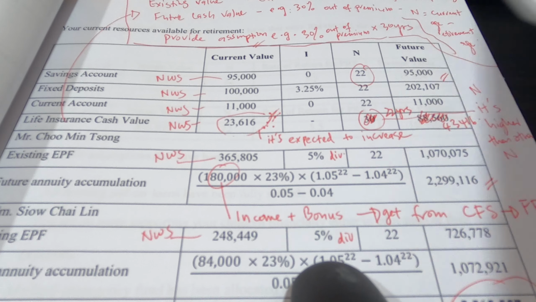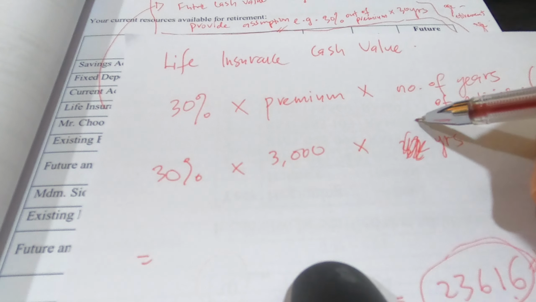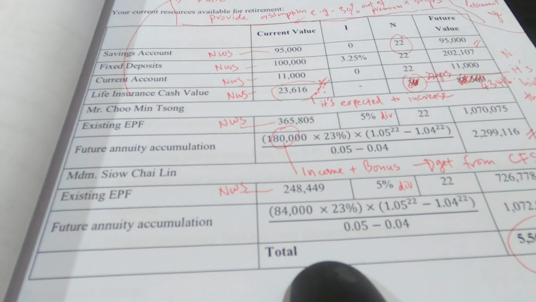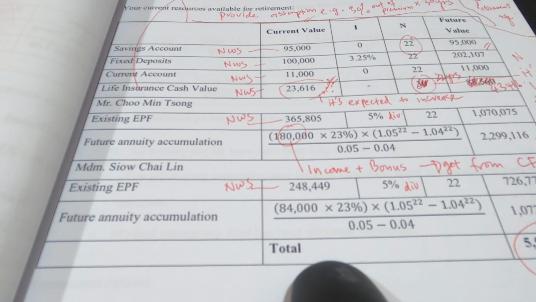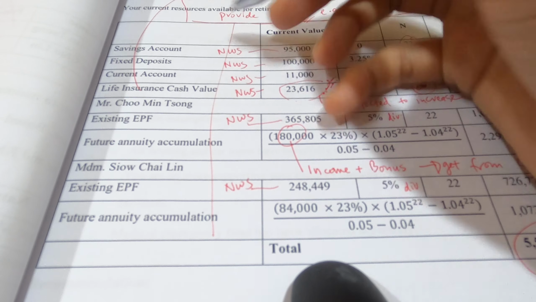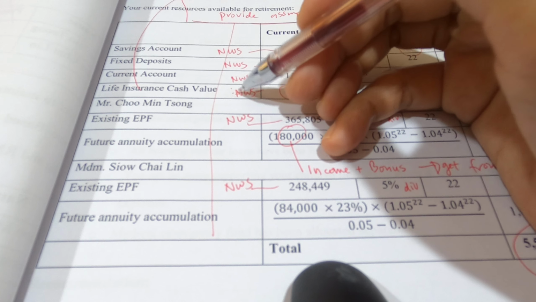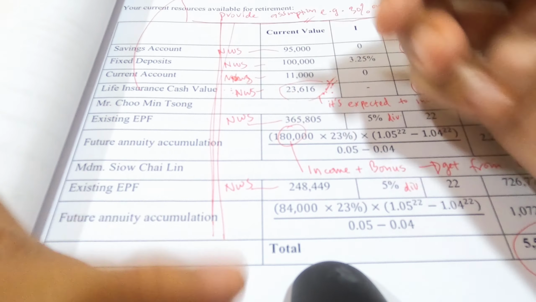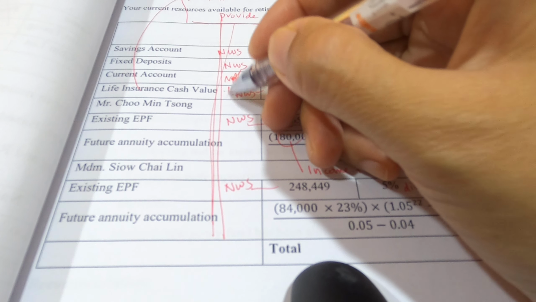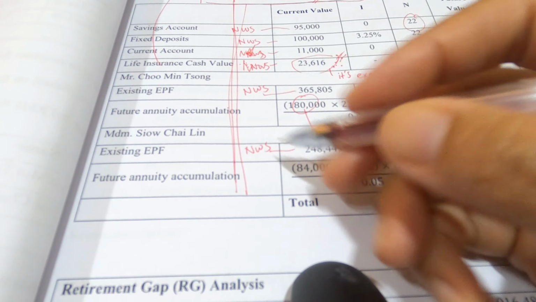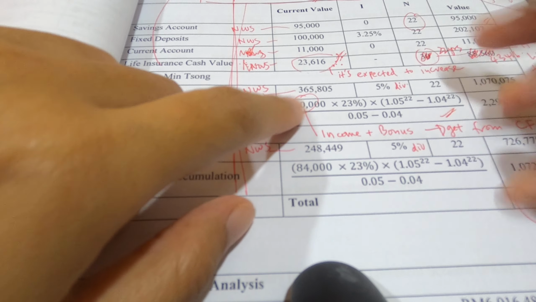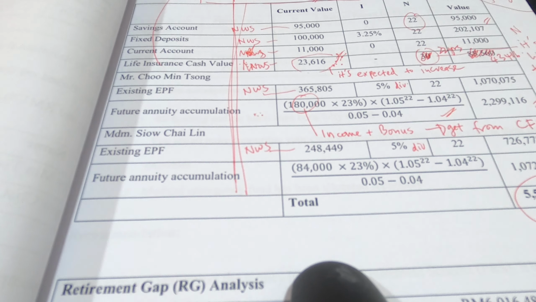You have to put this calculation, must. It is important. You have to put this calculation, how you calculate the life insurance cash value. You should provide notes. You can also provide notes for this column, notes for life insurance cash value. You make another column, put notes here, notes for life insurance cash value, as well as the notes for future annuity, or if you provide the calculation straight away like this also can.